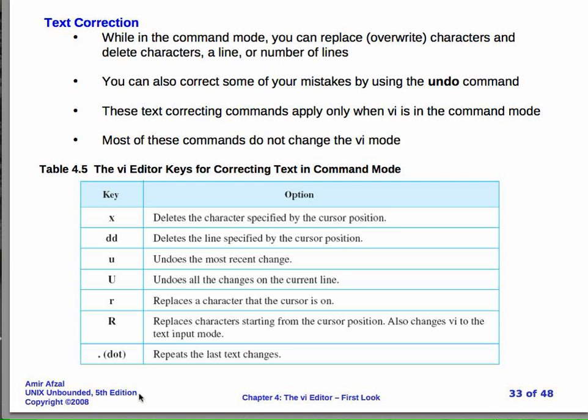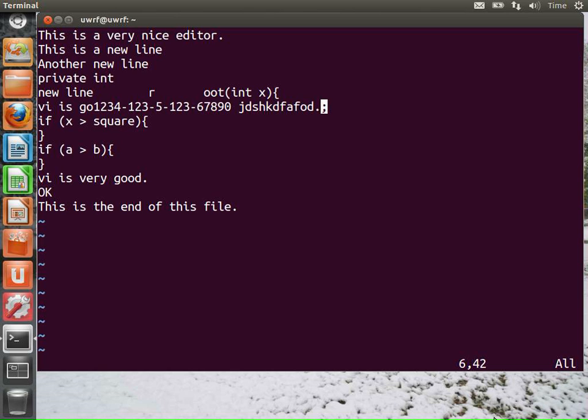Okay, and dot will repeat the last action. Let's try some of these. So for example, let's say I want to get rid of these numbers. So I hit X to delete a single character, XXX. If you have a lot of words, I'm going to hit DW.